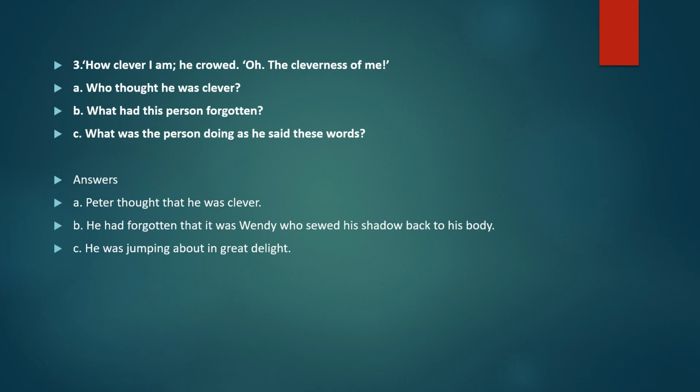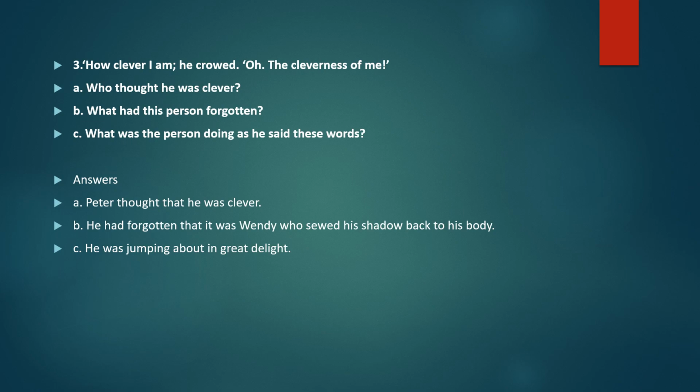So our next lines are, How clever I am, he crowed. Oh, the cleverness of me. So who said this? Peter said this. He was dancing with joy. How clever I am. See how clever I am. So on the basis of these lines, here are the questions.